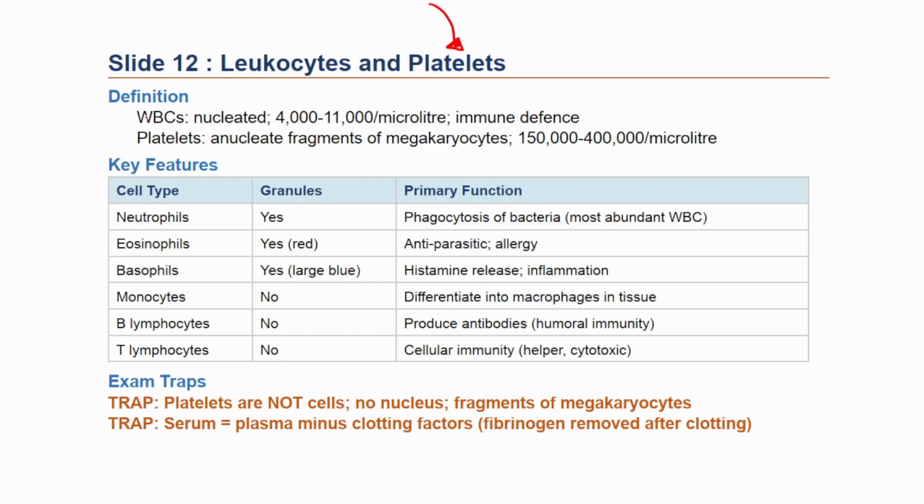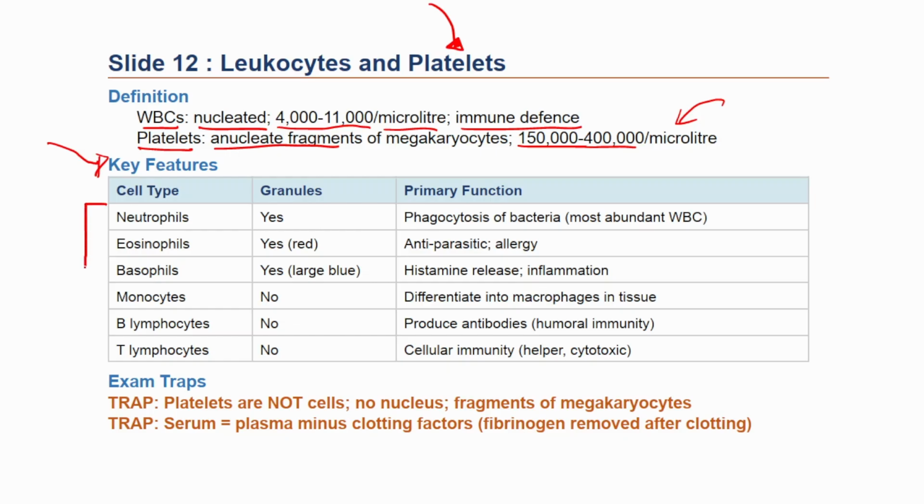First comes the introduction of WBCs. White blood cells are fully nucleated cells with a standard healthy concentration range of 4,000 to 11,000 cells per microliter, operating primarily in immune defense. And platelets present as anucleated cell fragments with a normal concentration range established between 150,000 to 400,000 fragments per microliter. Now we have the subtypes in this table under the title Key Features.